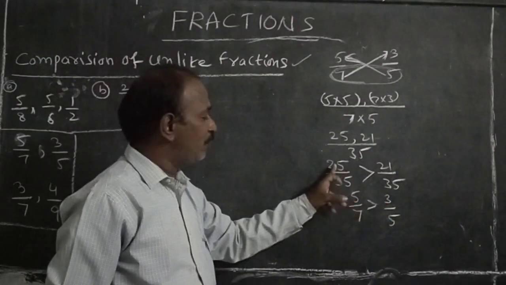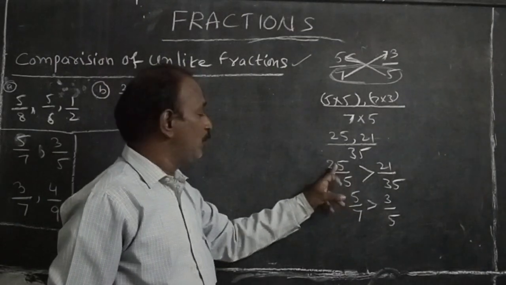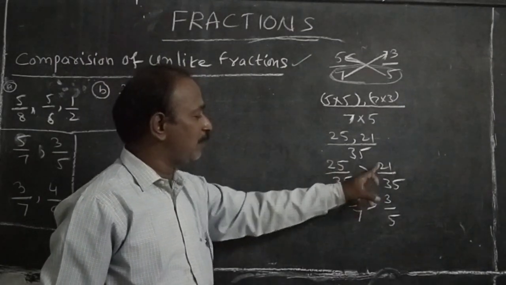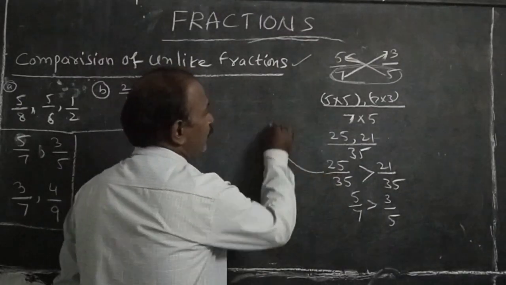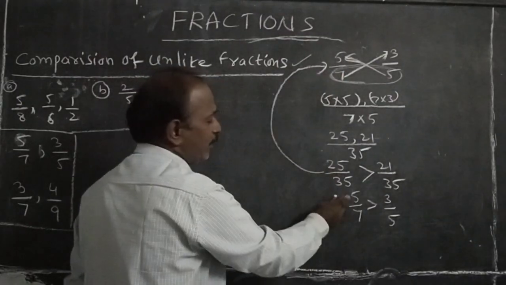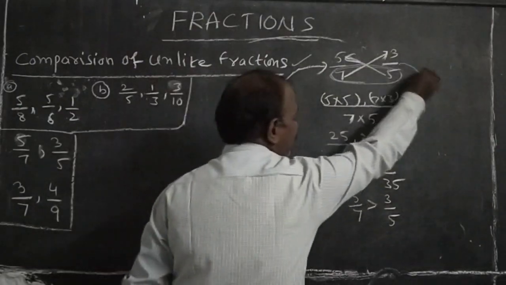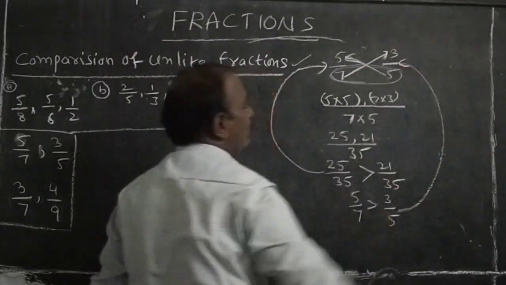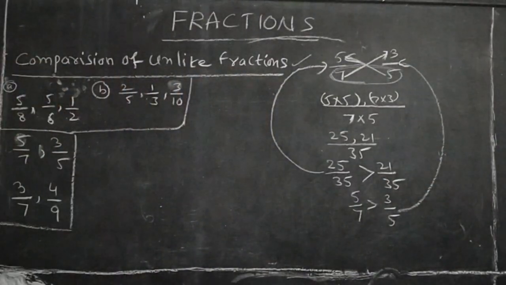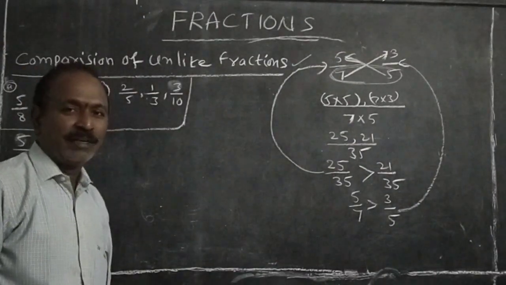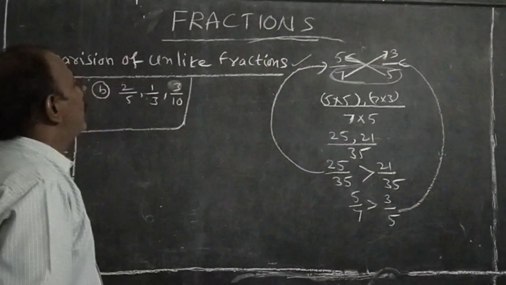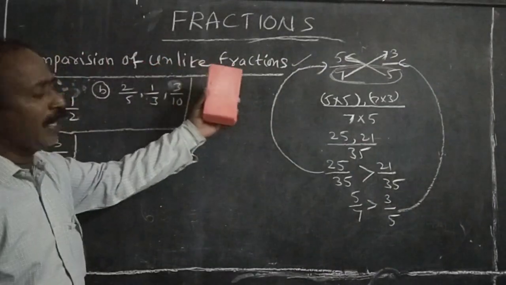That's why 25 is greater than 21. So 25 by 35 is greater than 21 by 35. 25 by 35 comes from 5 by 7, so 5 by 7 is greater than 3 by 5. This is the process for comparison of unlike fractions.